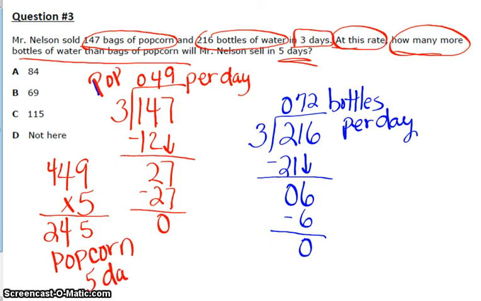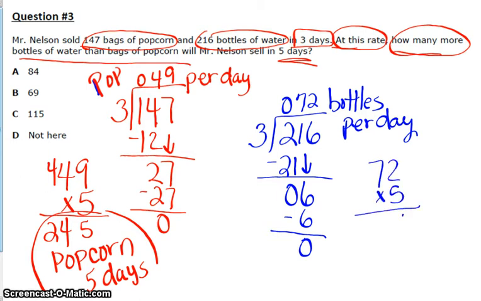Okay, so now I have to find out how many bottles of water he is going to sell in 5 days. So he sells 72 bottles in 1 day, so I'm going to take that 72 and multiply it by 5. 5 times 2 is 10. 7 times 5 is 35, plus 1 is 36. So he's going to sell 360 bottles of water in 5 days.